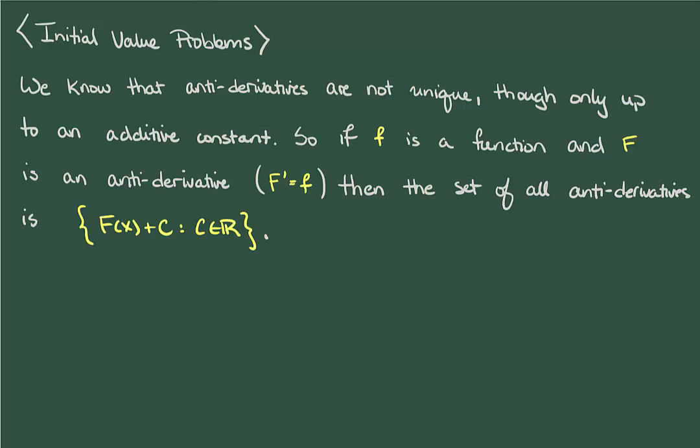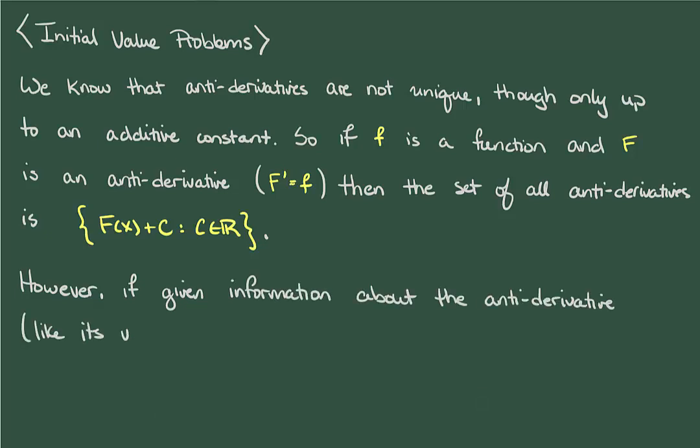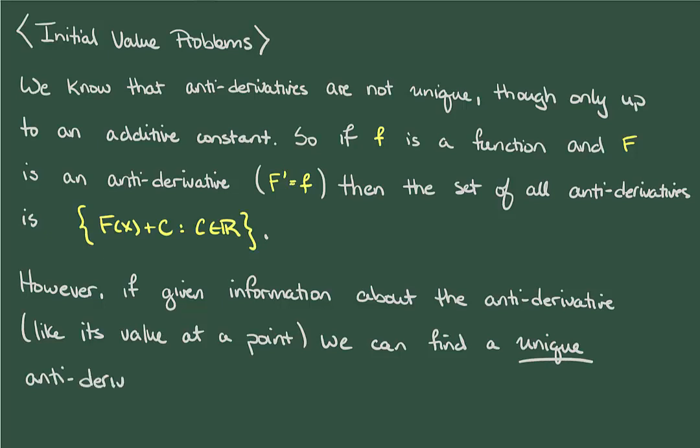Antiderivatives are not unique, right? We know that if f is a function and big F is an antiderivative, then we can enumerate all antiderivatives by looking at big F of x plus c as we let c range over the real numbers. But if we give one more piece of information, say like the value of the function at a point, then we should be able to find a unique antiderivative big F.